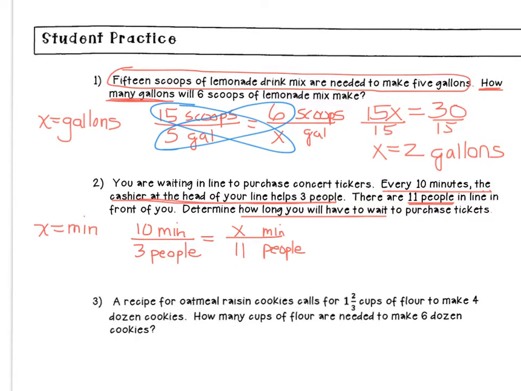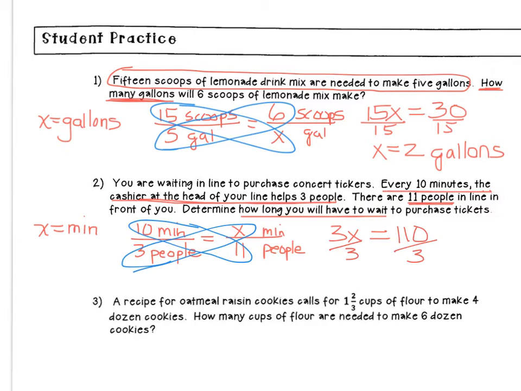Alright, this is a proportion because there are two ratios that are equal. So do the cross multiply trick. It's a great trick. Start with 3 times x because that involves the variable. 3 times x is 3x equals 10 times 11. 10 times 11 is 110. Divide both sides by 3.